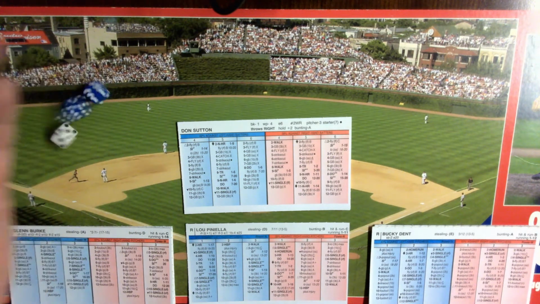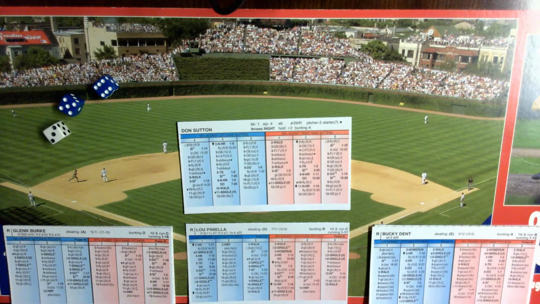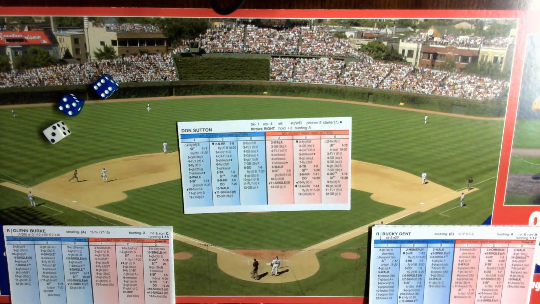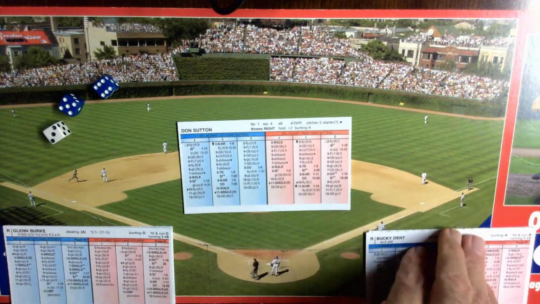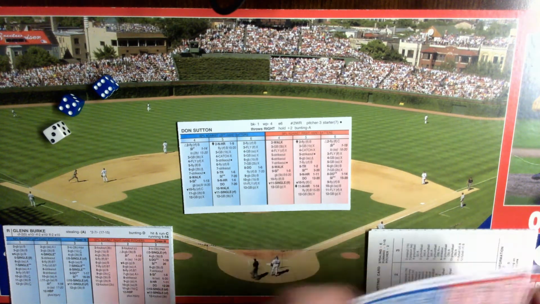Shortstop Bucky Dent. That's a 2 and an 11 against the right-handed pitcher. A 2 and an 11 is a ground ball shortstop. So Russell to Garvey for the second out.